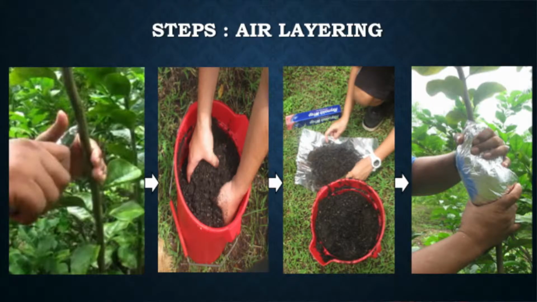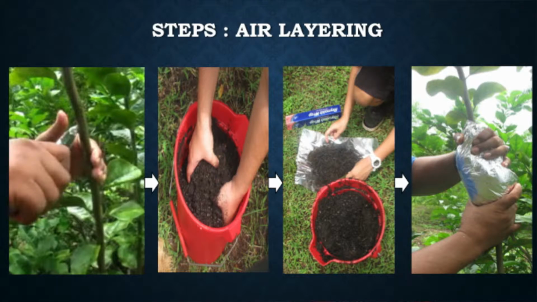And how to air layer? The first step is to make two parallel cuts about 2 inches apart around the stem. Then make one vertical cut along the stem to peel off the bark and the cambium layer, which is important so that the xylem and the phloem in the plant can absorb the nutrients.